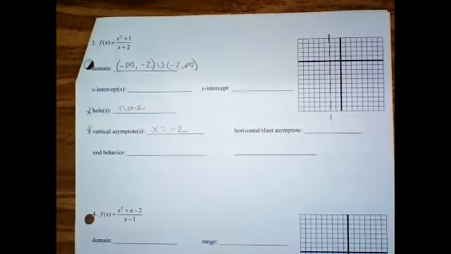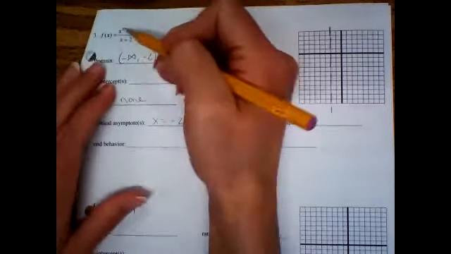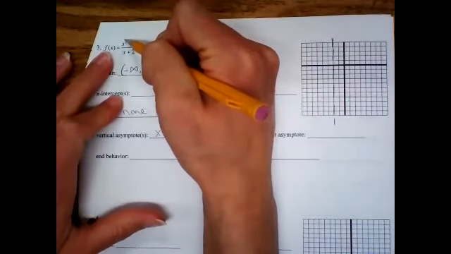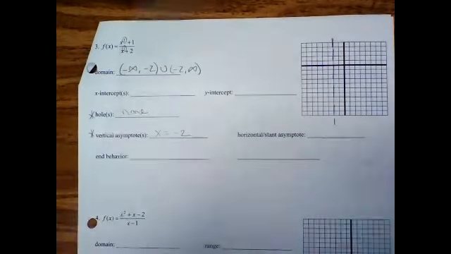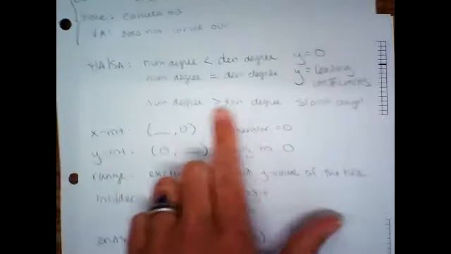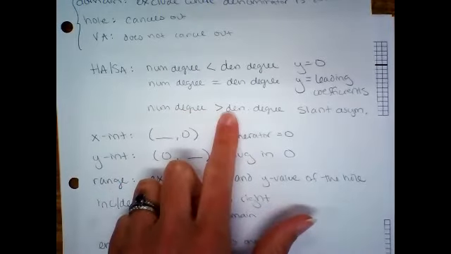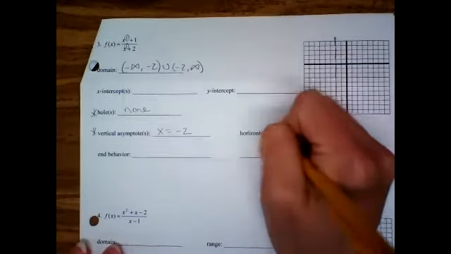All right, and then you would want to do the horizontal or slant asymptote. Compare the powers, compare the degrees. This one is 2, this one is 1. That means this one is going to be a slant asymptote. Numerator is bigger than the denominator, so slant asymptote. Go ahead and circle slant.